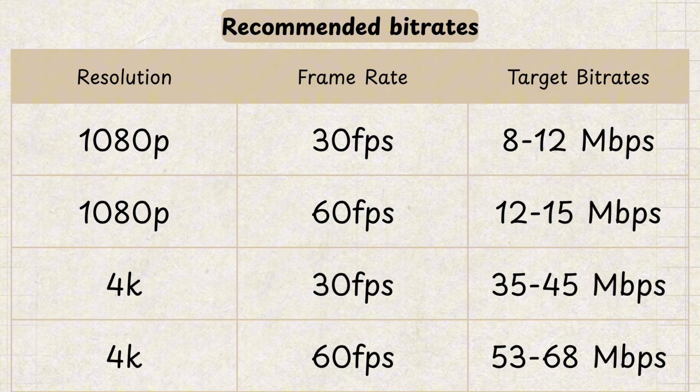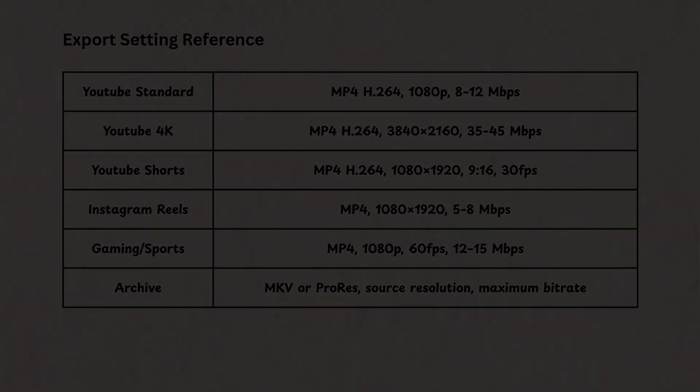One counterintuitive point worth knowing: uploading at an excessively high bitrate on YouTube can actually reduce final visual quality. The platform's compression algorithm responds differently at very high bitrates. Stay within the recommended ranges. Going higher doesn't always mean better.